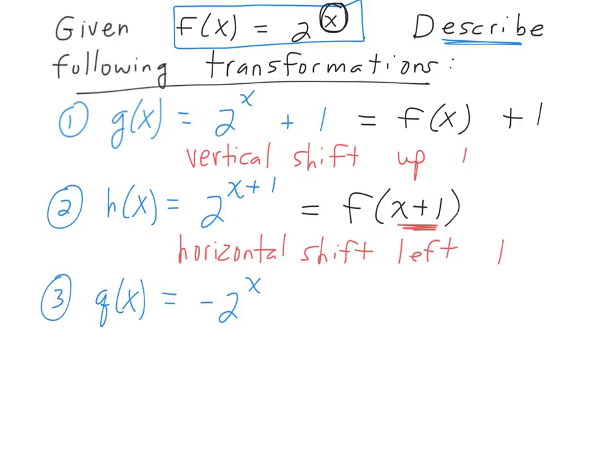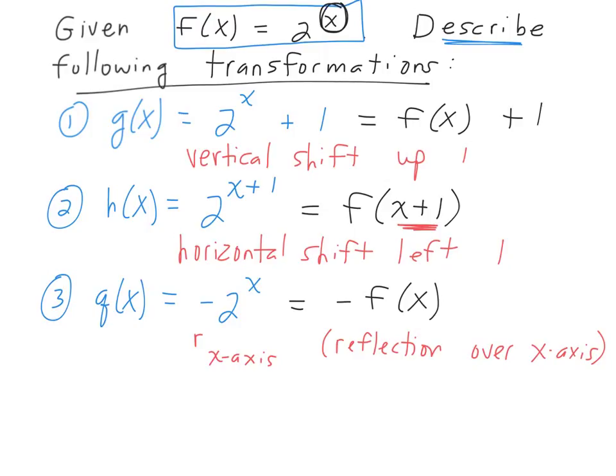Now we have a new function which we're calling q of x, and this time it's defined as negative 2 to the x. Notice that is the negation of our original function f of x. And when we negate a function, recall we said this is a reflection over the x-axis. We'll just jot that down, either using the shorthand notation or we write it out in words.